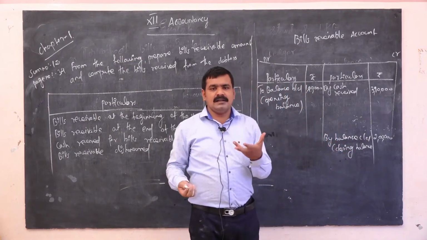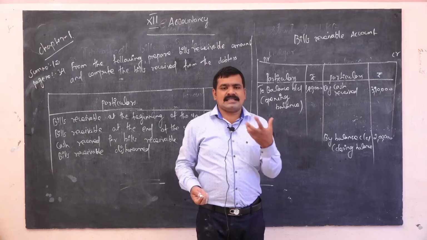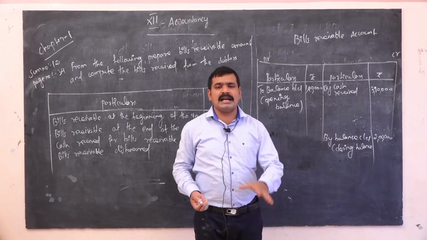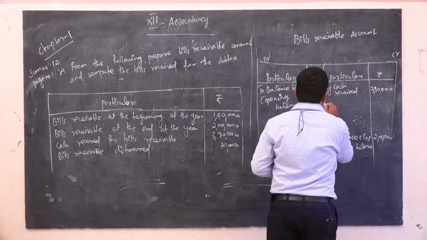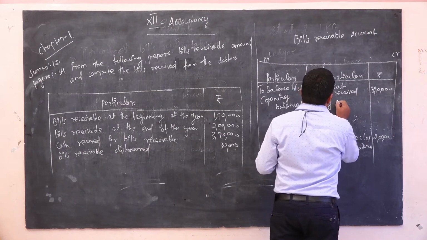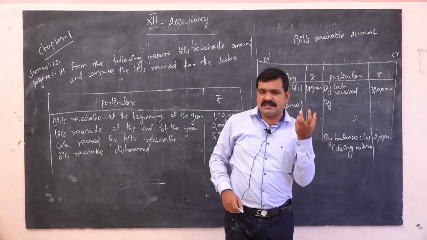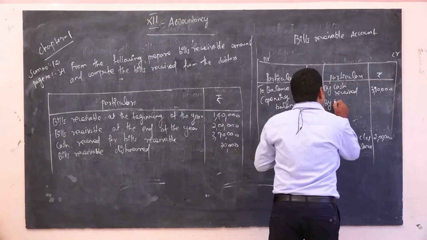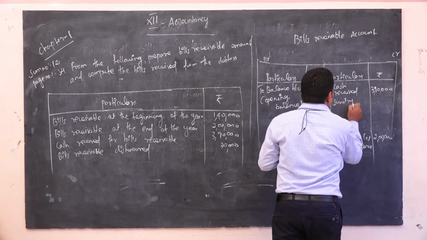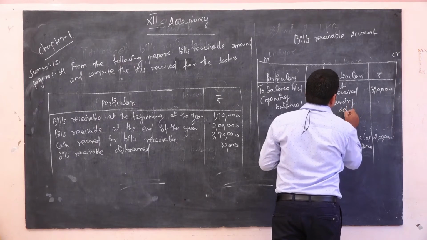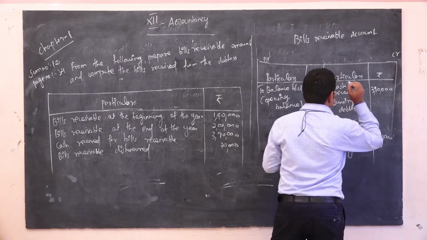Next one, bills receivable dishonor, not accepted. Your bill, what? It didn't accept the particular bill. Okay, not accepted. That is called dishonor. By dishonor of bills receivable, in case you are going to open the bills receivable account, you have to mention sundry debtor. Okay, sundry debtor.